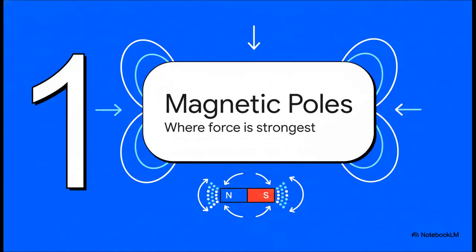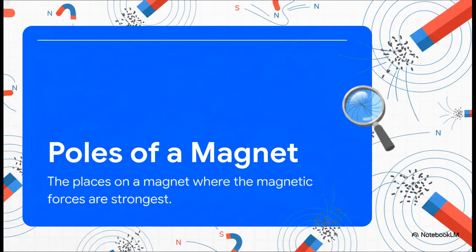Right, first up on our checklist, magnetic poles. This is the absolute bedrock of this topic. Everything else we talk about is built on this one simple idea, and it's all about where the magnet's force is the strongest. So here's the official definition you need to know. The poles of a magnet are simply the spots on it where the magnetic forces are concentrated, where they're at their most powerful. If you've ever snapped two magnets together, you felt the poles doing their thing. It's as simple as that.